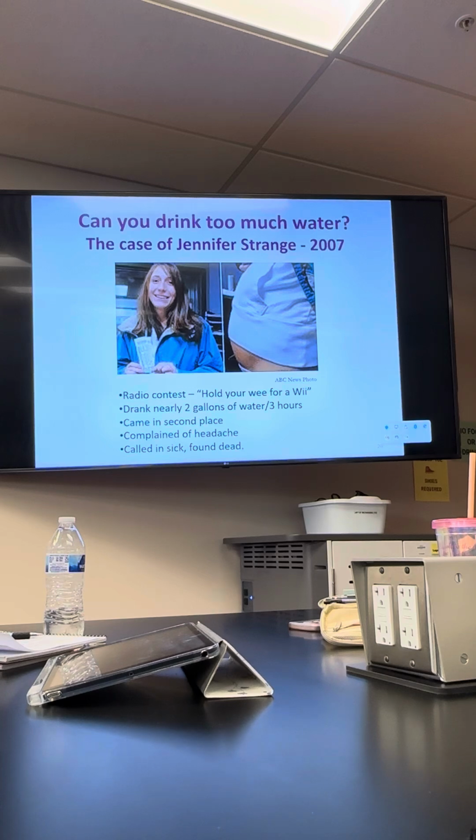And where's the most interstitial fluid that we're going to have to get to? The brain and spinal cord, your central nervous system. So her brain expanded and killed her. It's the first thing that is going to suffer from having too much water. And this is exactly what happened. She complained of some headaches and was found dead. This is her belly, distended by that much water. She would drink two gallons of water every three hours.